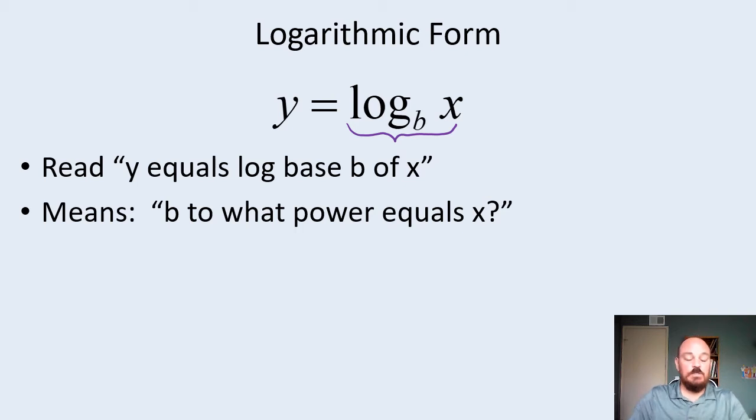Now, here's what it's really asking you to do. If you have a question that says log base b of x, what it's really asking you is exactly like what we just did with the 2 and the 75. It's saying b to what power equals x. That's what logarithms really do. So it's saying whatever the base is, whatever this number is right here, to what power equals this one right here.